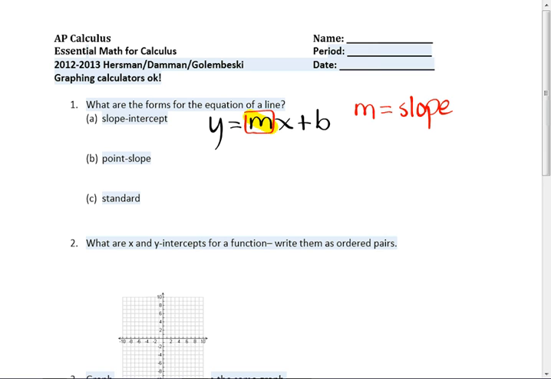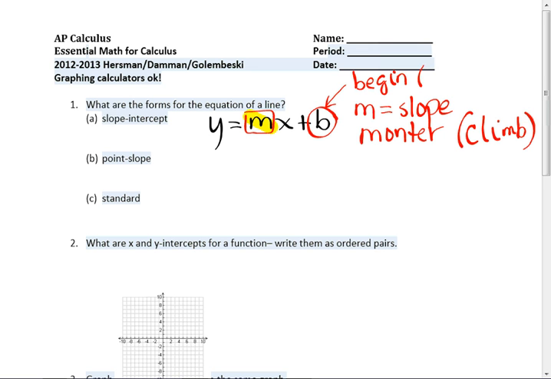And then M actually stands for monter in French, which means to climb. Any French students in here? And B is for the base. But I like to tell my algebra students it's the beginning point when you start to graph. And it's on the y-axis.